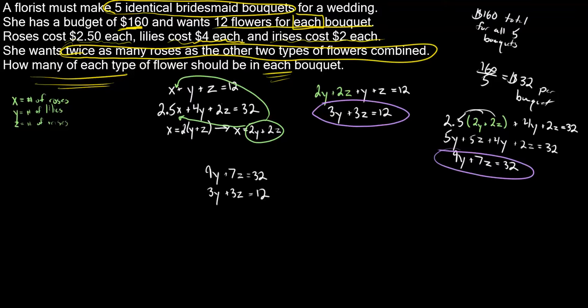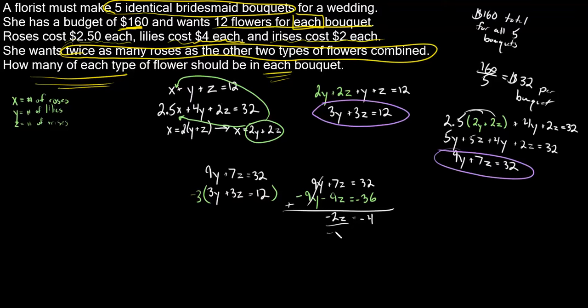So I got 9y plus 7z is equal to 32, and 3y plus 3z is equal to 12, okay? So what I'm going to do is multiply this equation through by negative 3, because now I'm going to have a negative 9y. So I have negative 9y minus 9z is equal to negative 36. Now when I add this with my other equation, I'm going to cancel out the y's. 9y minus 9y is 0. That's gone. 7z minus 9z, negative 2z, okay? And 32 minus 36, negative 4.